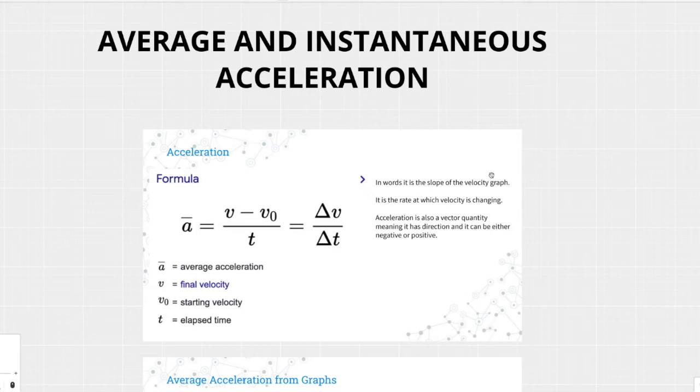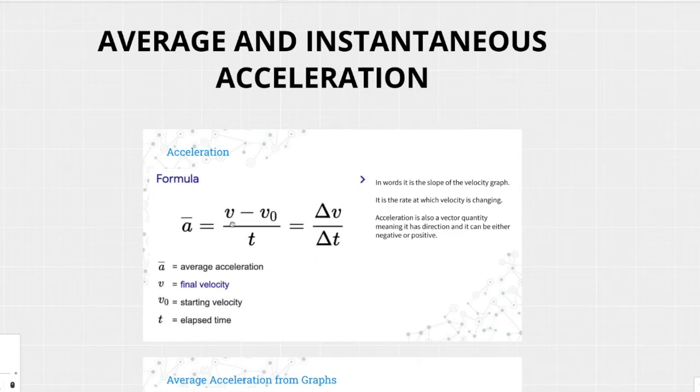So in the past, we've talked about velocity and displacement. Now we're going to be talking about acceleration. Acceleration is the rate of change of velocity. So how fast does the velocity change? That's why it's given by the formula change in velocity over the change in time.